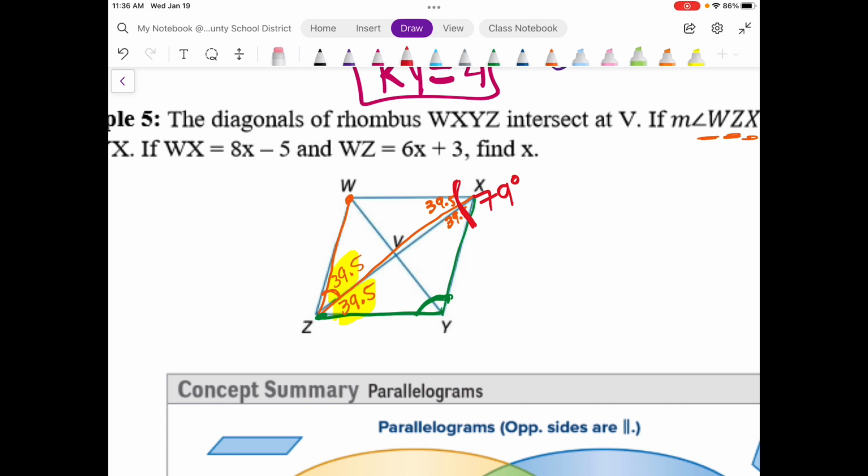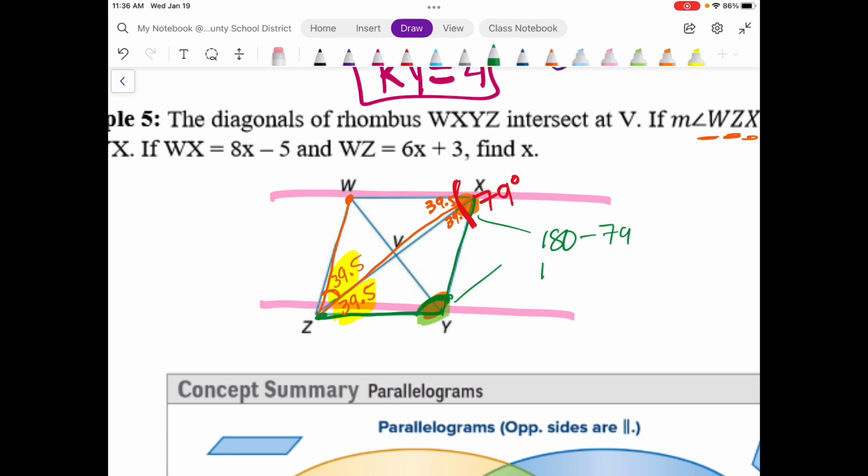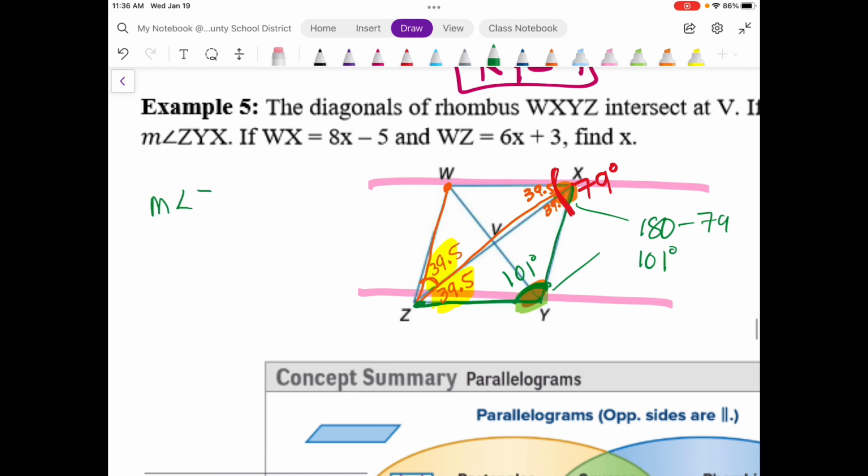So if I'm looking for this bottom angle, I remember that these are sets of parallel lines. Okay, and so the consecutive angles, this one and this one, they should add up to 180. So 180 minus the 79 I already know gives me 101 degrees. So this angle that I was looking for, the measure of angle ZYX, is 101 degrees. So you have to use the knowledge that the diagonals are bisecting the opposite angle as well as the consecutive angles adding up to 180 that we learned from a previous section in parallelograms. That's how I can figure out the missing angle.